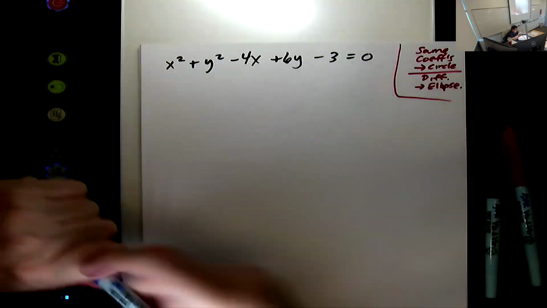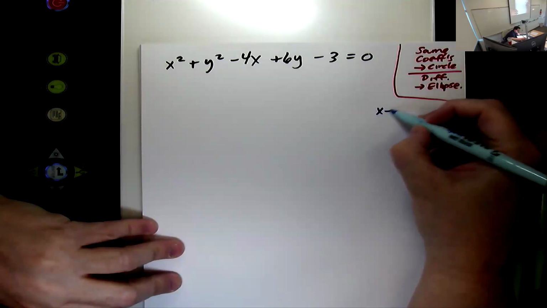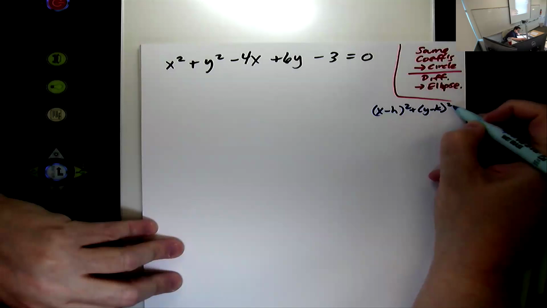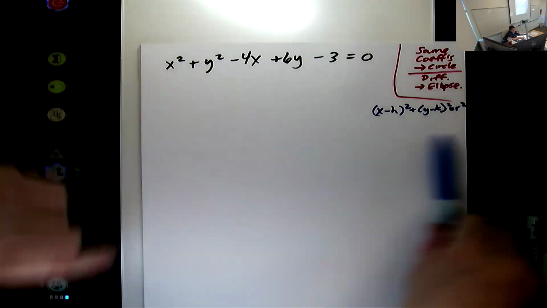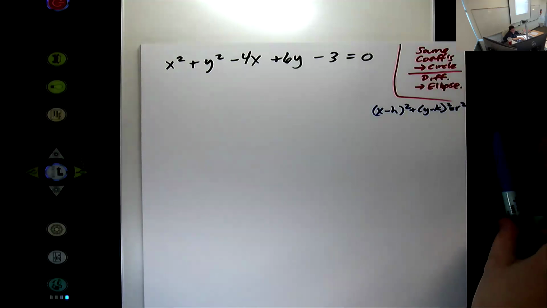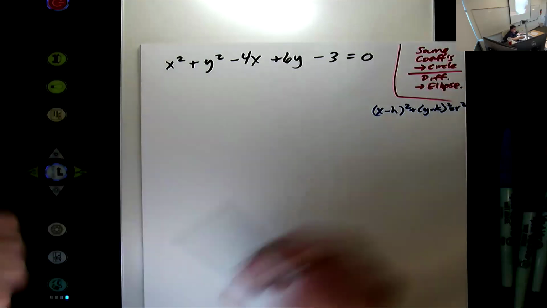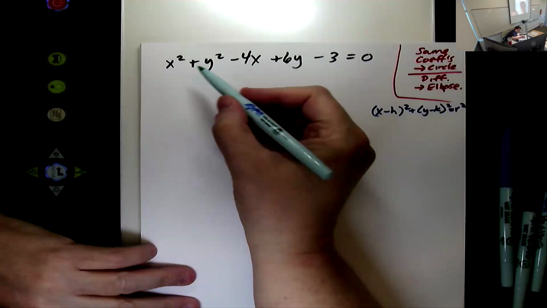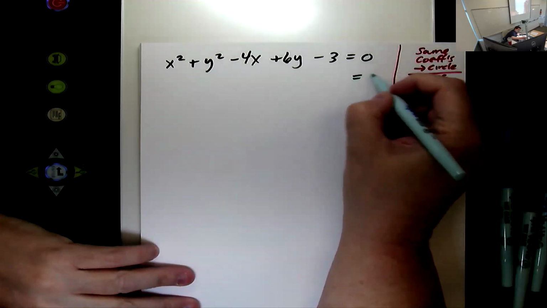So we need to write this, since this is a circle, we need to turn this into x minus h squared plus y minus k squared equals r squared. That's the shape we're going for, because that's how we can easily tell where the circle is and its radius, right? Yes. We move the -3 over the equal sign and change it to +3.